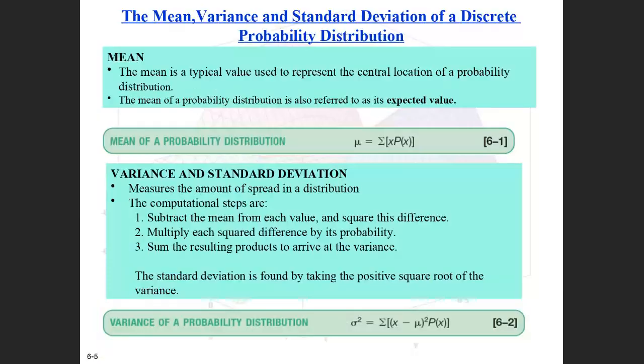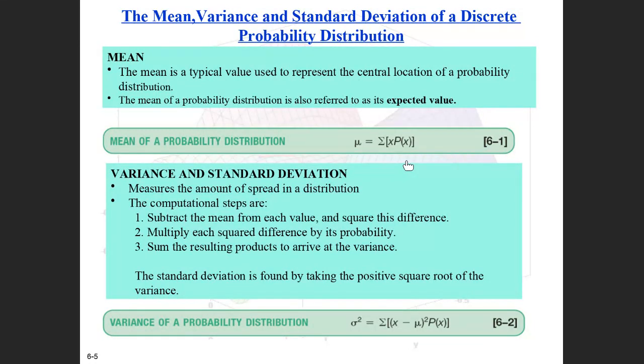So the mean, the variance, and the standard deviation of a discrete probability distribution. The mean, we know, is the typical value used to represent the central location of a probability distribution, right? The mean of a probability distribution is also referred to as its expected value. We're using mu equals the sum of x times the probability of x.